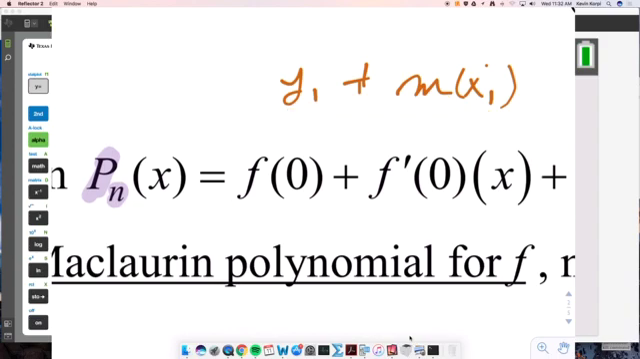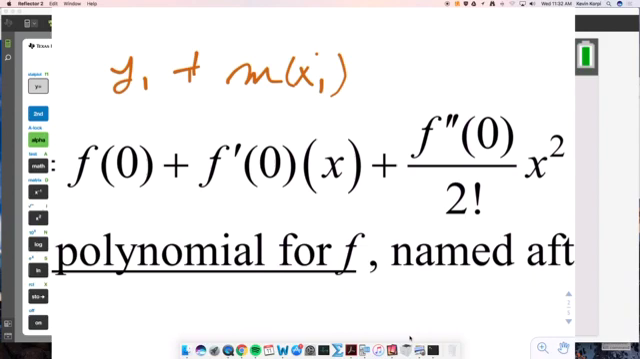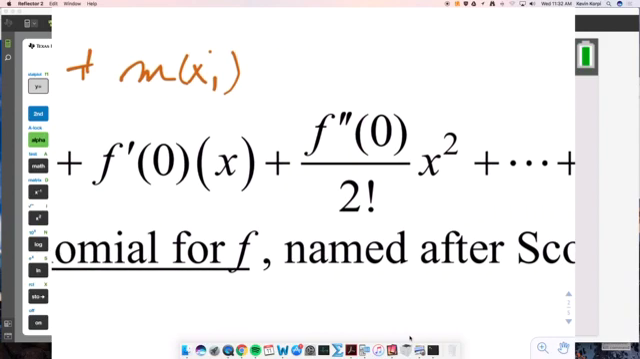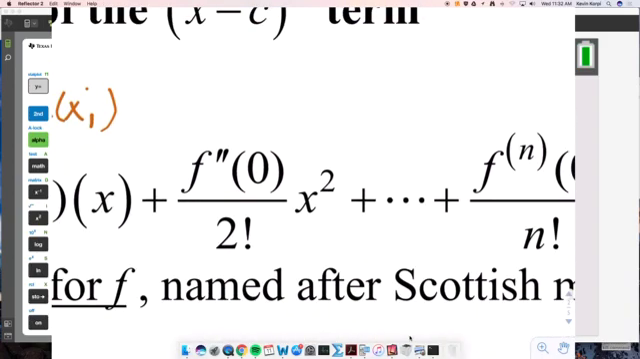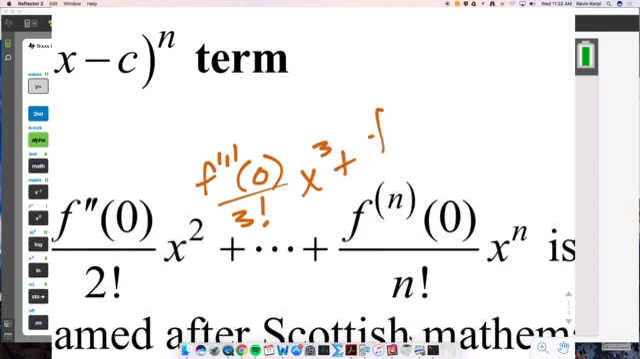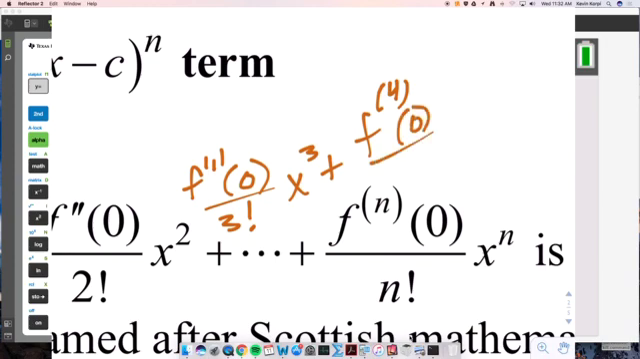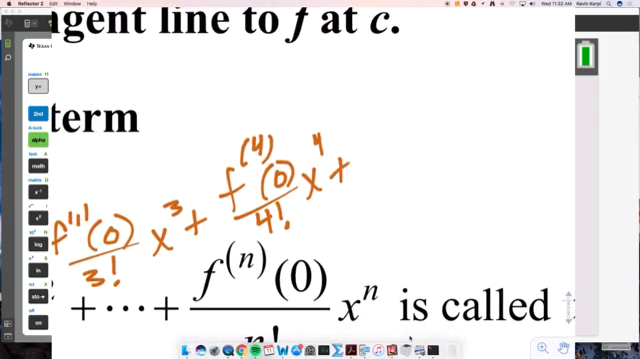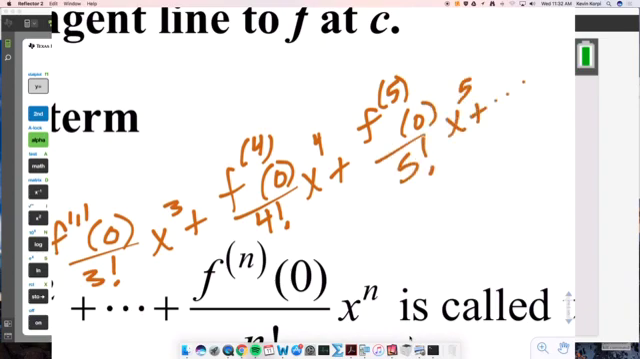But now we can add more terms. Plus the second derivative at the center over 2 factorial times x squared. Plus, guess what the next one would be? The third derivative at the center over 3 factorial times x cubed. Plus the next one would be the fourth derivative. And remember, we go to kind of parentheses there. The fourth derivative at the center over 4 factorial times x to the 4th. Let's go one more term. Plus the fifth derivative at 0 over 5 factorial times x to the 5th plus yada, yada, yada. Do you see the pattern?